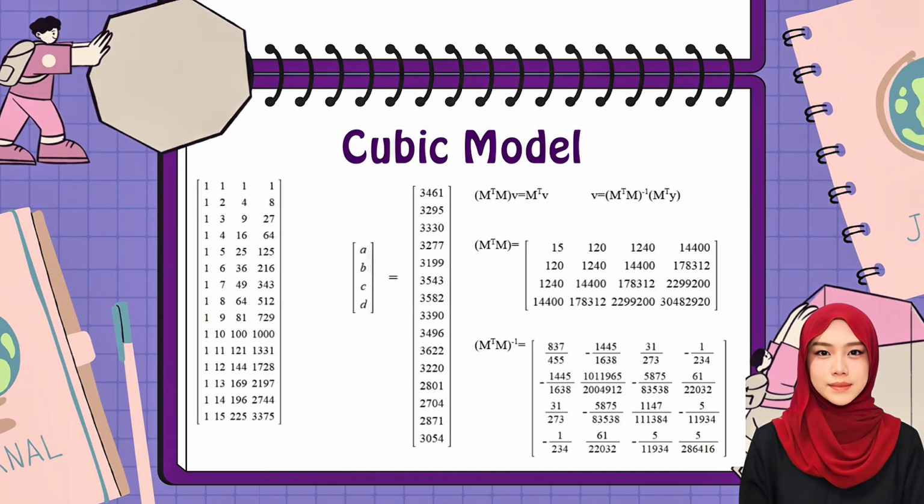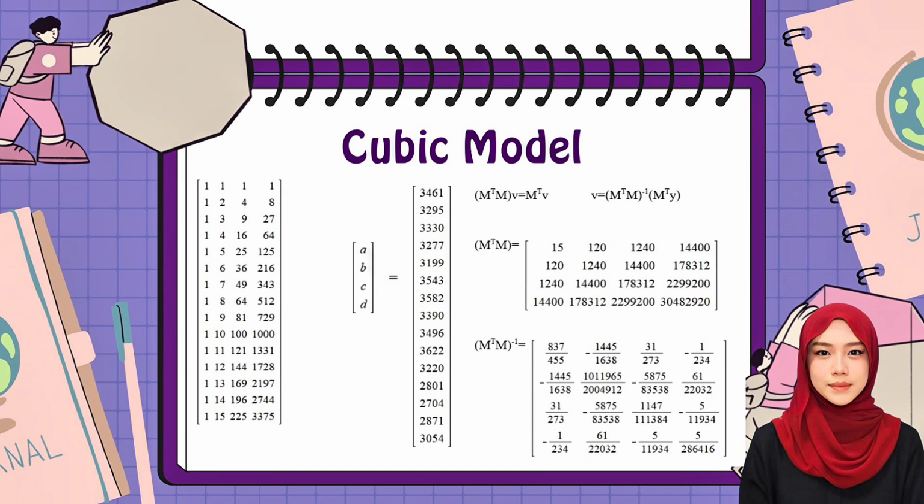Before I start, let me introduce myself. My name is Azil Shahira binti Makshe, and I will explain about the cubic model. The cubic model is written as y equals a plus b times x plus c times x squared plus d times x cubed. We arrange the data into matrix form, where matrix M contains the values of x, x squared, and x cubed, while vector y contains the observed data values.